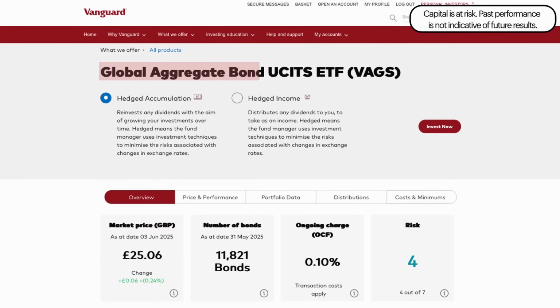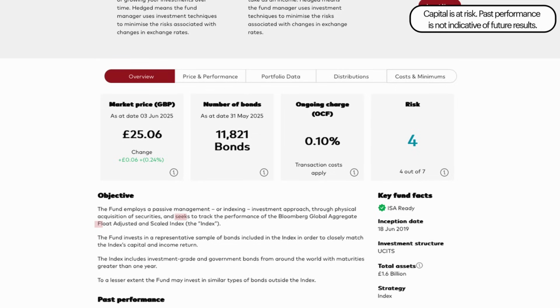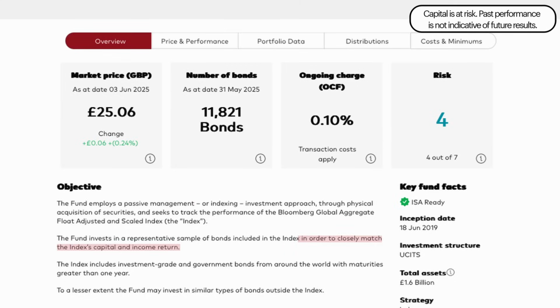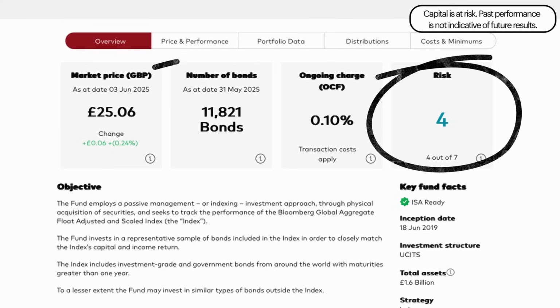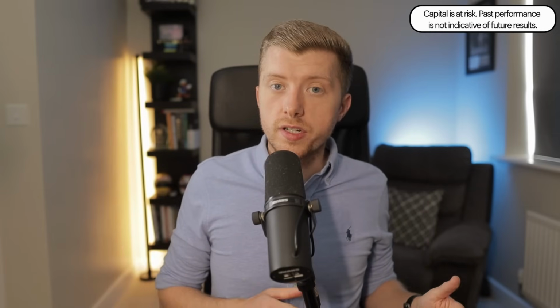Next up, we've got the Vanguard Global Aggregate Fund with the ticker symbol VAGS. This fund invests in a representative sample of bonds included in the Bloomberg Global Aggregate Float Adjusted and Scaled Index, which is a little bit of a mouthful, in order to closely match the index's capital and income return. The fund holds 11,821 bonds with a risk score of 4 out of 7. So it would certainly be deemed to be a far lower risk fund than the equity fund which we just spoke about.